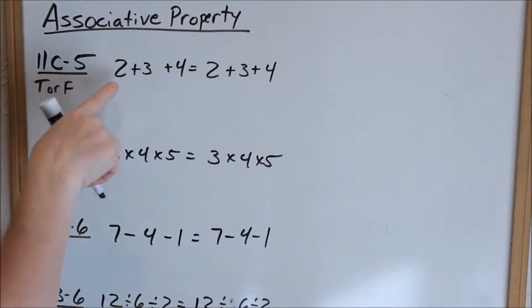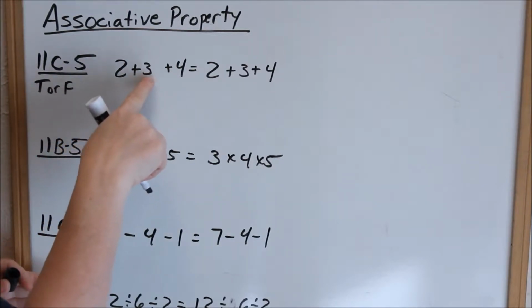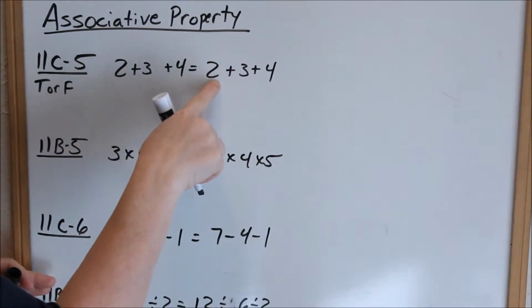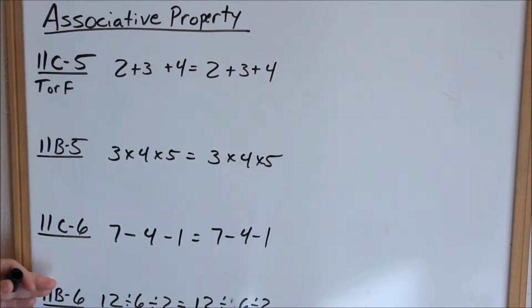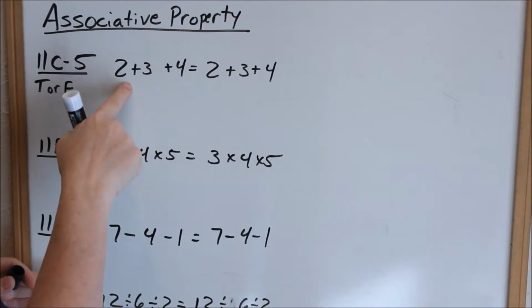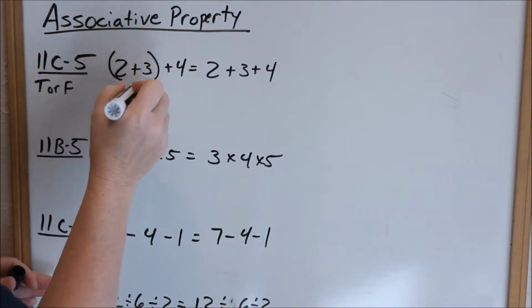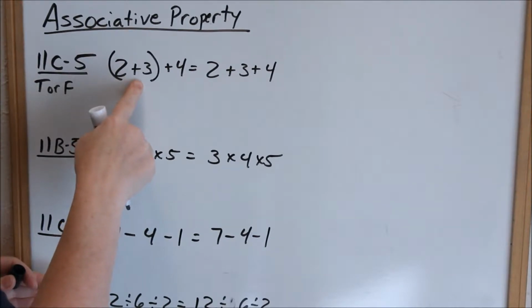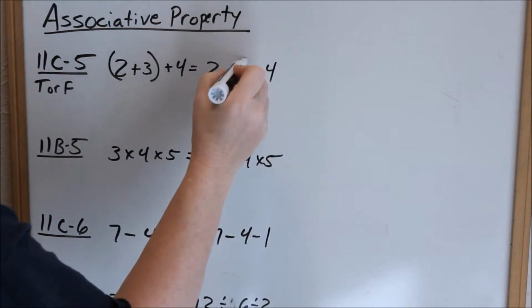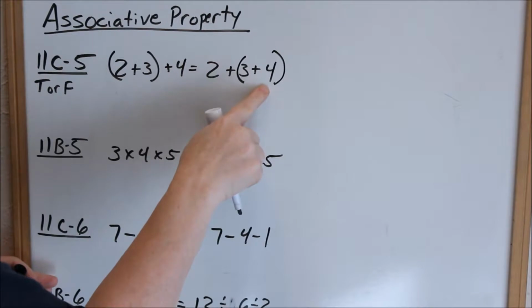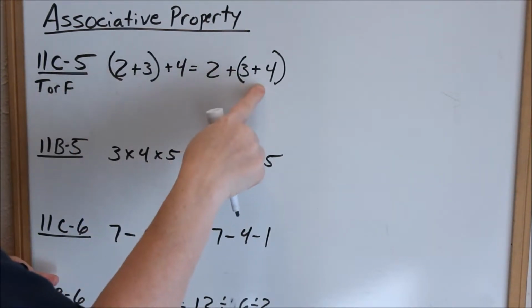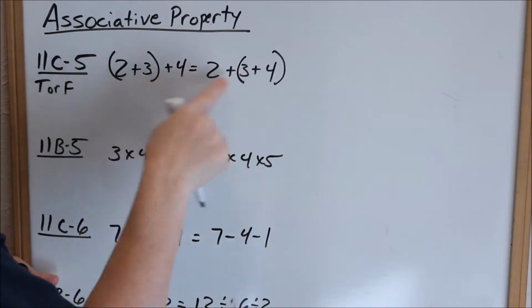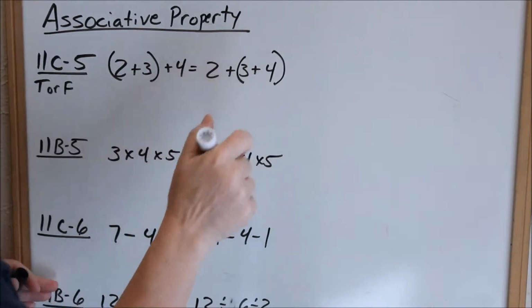If you look at 11C5, you have these numbers, 2 plus 3 plus 4 equals 2 plus 3 plus 4. Right now I don't have any parentheses in them, but if you look in the book, they already have parentheses. So I like to remember the associative property because 2 and 3 are hanging out together this week, and then over here, now 3 and 4 are hanging out together. So 2 and 3 associate this week, next week, 2 and 3 got into a fight, and now 3 and 4 are hanging out, okay?